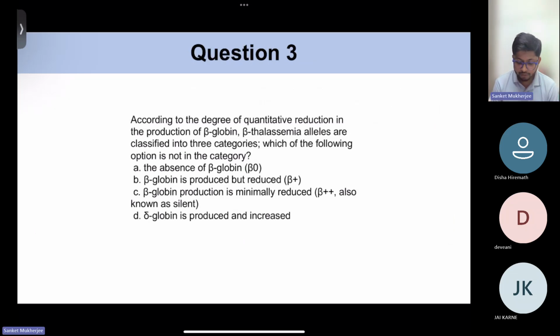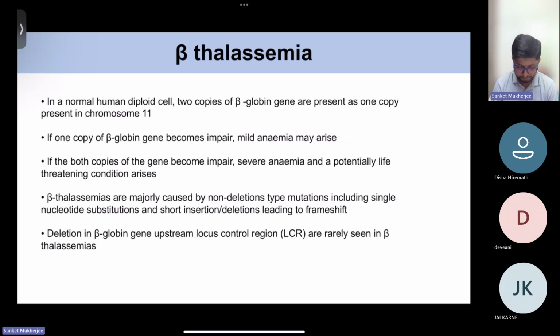According to the degree of quantitative reduction in the production of beta globin, beta thalassemia alleles are classified into 3 categories. Which of the following options is not in the category? Absence of beta globin, or beta naught. Beta globin is produced but reduced, beta plus. Beta globin production is minimally reduced, or delta globin is produced and increased. Option D, sir. You are right.